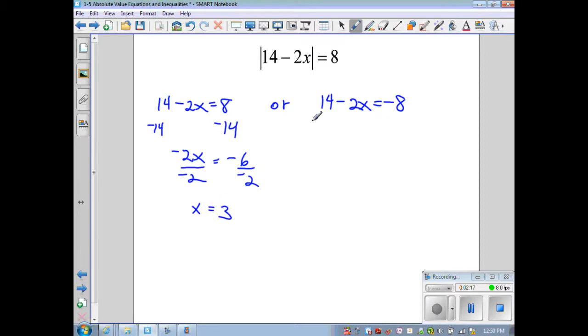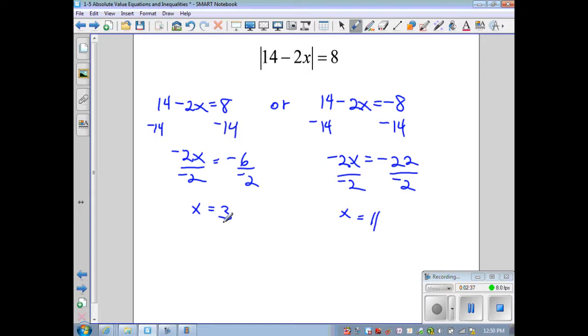Or subtract 14 on both sides. -2x is equal to -22. Divide by -2. x is equal to 11.